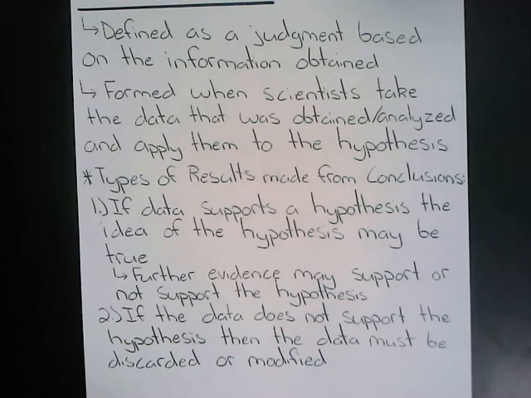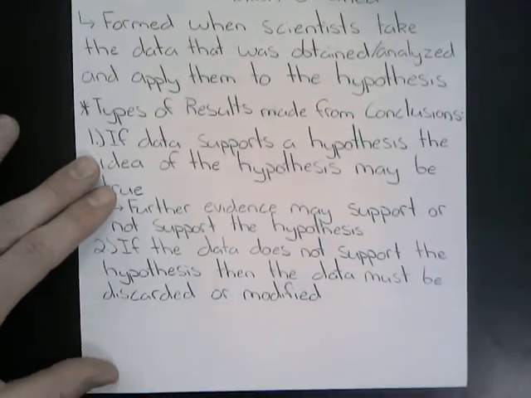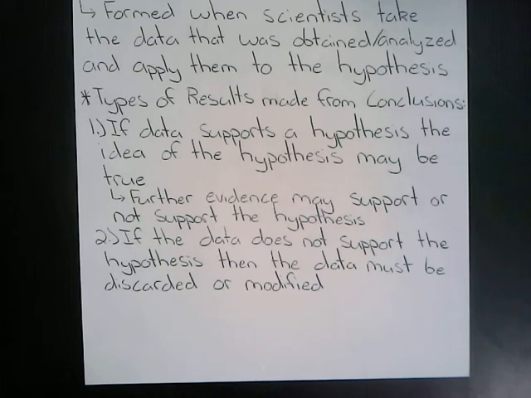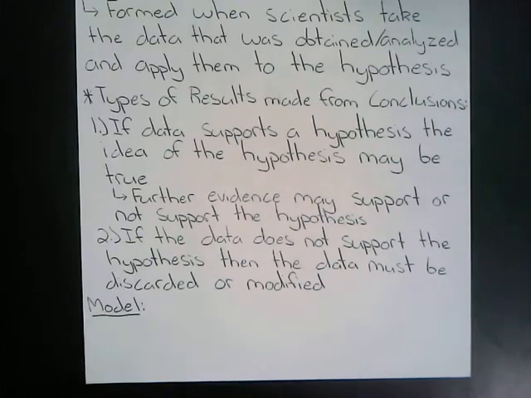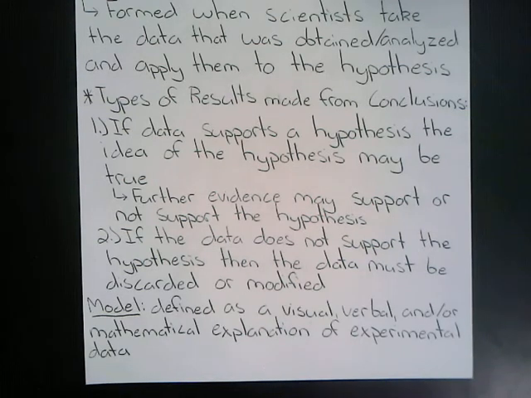Now, as we talk about conclusions, we can also bring up the concept discussed earlier in this chapter about a model. And a model is defined as a visual, verbal, and or mathematical explanation of experimental data. Now, this model can be tested and used to make predictions.